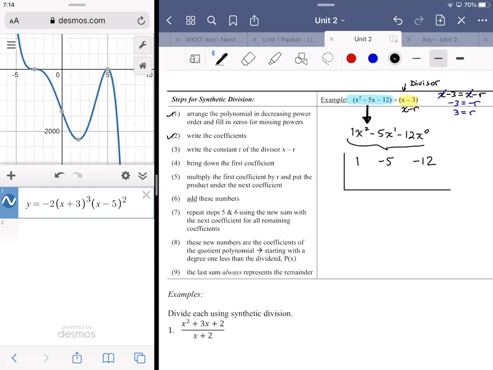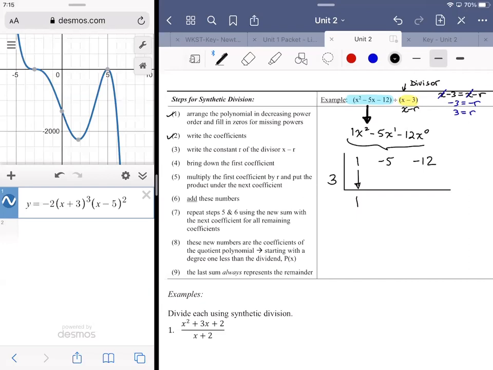So the R value goes on the outside of the bracket. We just throw it on the outside there. It's a weird procedure, but it is what it is. Now what you're going to do is take whatever that leading coefficient is and bring it on down. So we have that number 1. We just bring it on down and write it at the bottom of that fraction or division bar.